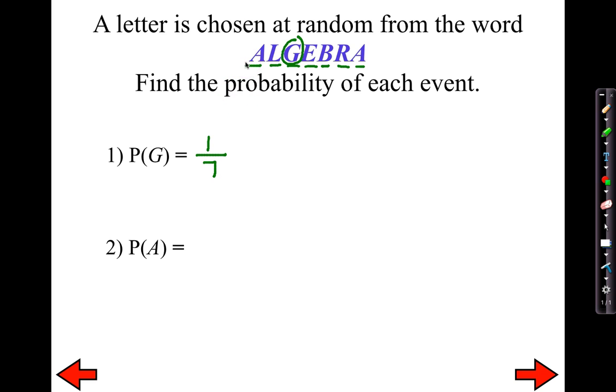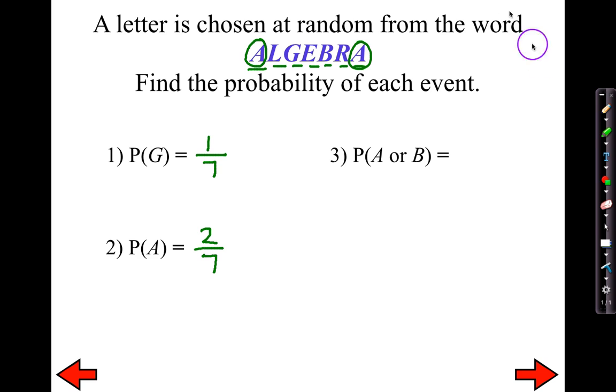Okay. What about an A? Go ahead and pause the video and try this one by yourself. What's the probability of choosing an A? Well, let's see. Hopefully you recognize there's 2 A's. So it's going to be 2. But out of how many letters? Again, 1, 2, 3, 4, 5, 6, 7 letters. So it's going to be 2 out of 7.